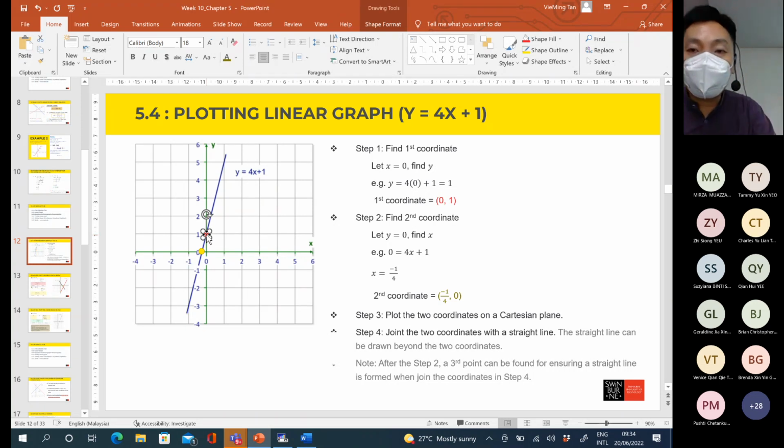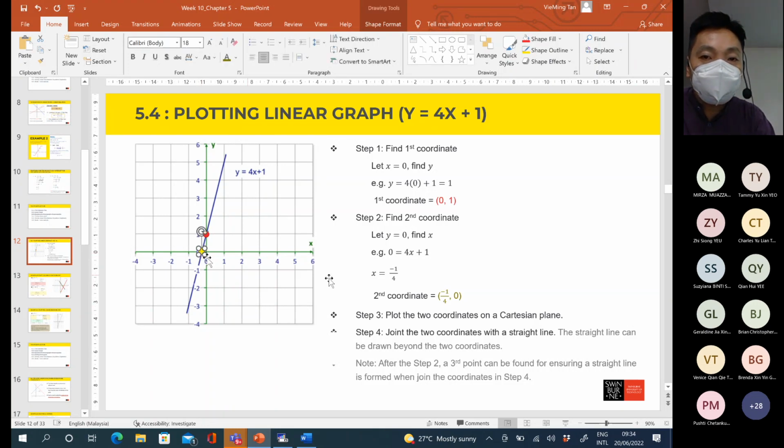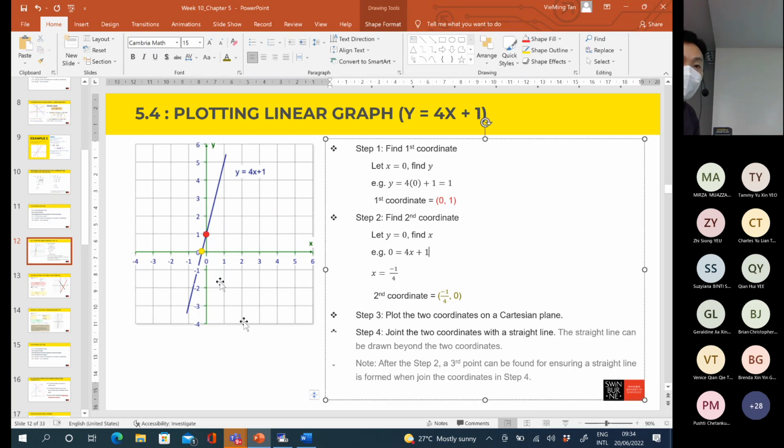Then how about the second coordinate, (-1/4, 0)? Where is the location? X negative 1 over 4 should be on the left hand side. 1 over 4 should be between here, and y is equal to 0. So it should be this point, the yellow point.